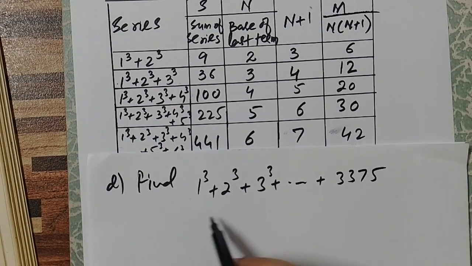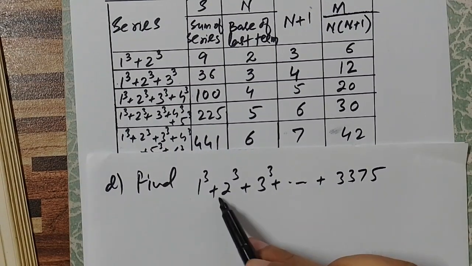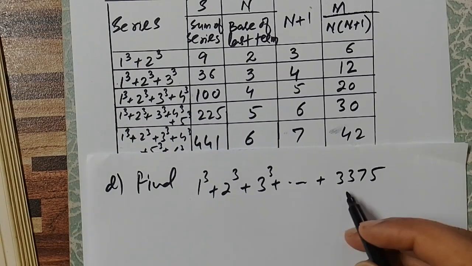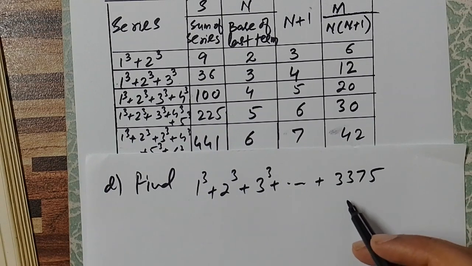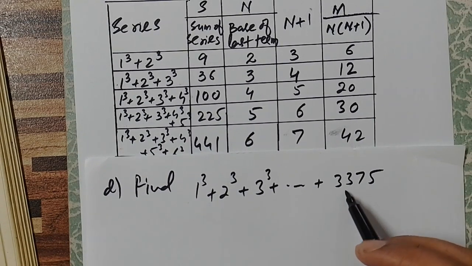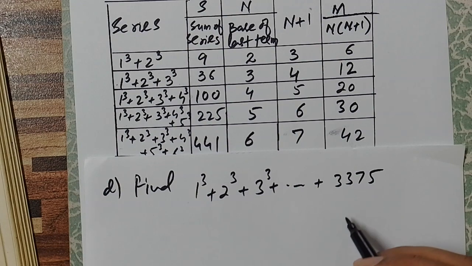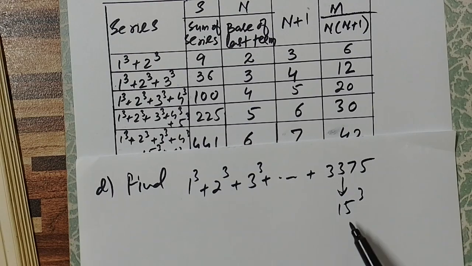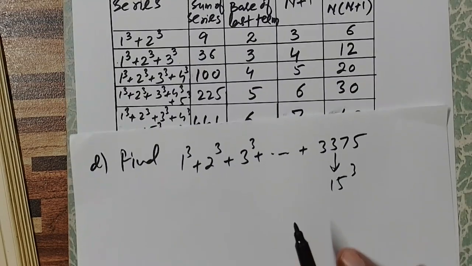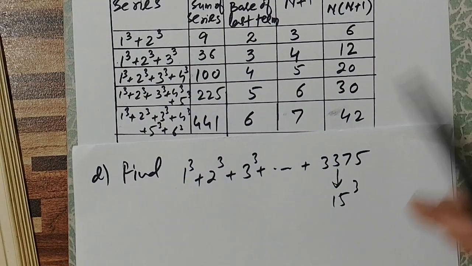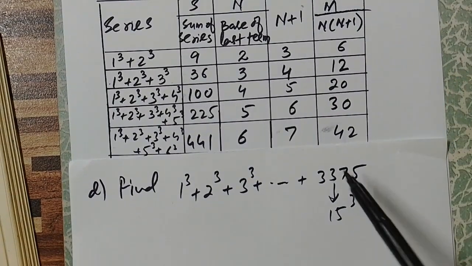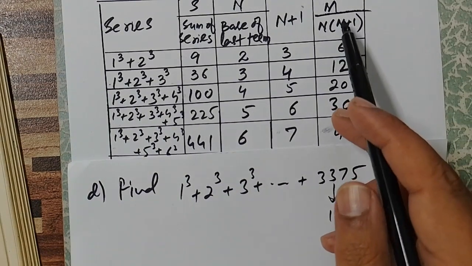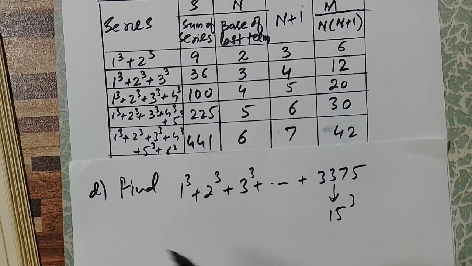The next question is find the sum of this series 1 cube plus 2 cube plus 3 cube up to 3375. So first, this 3375 we try to write in the exponential form, and this can be written as 15 cube. Unless it is in this form, we cannot find the value of n to be used in this formula. So if this is 15 cube, now we have the value of n, and when we get the value of n, we can get the corresponding value of m.